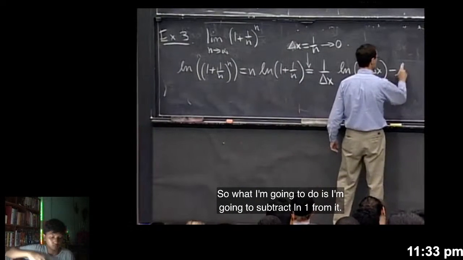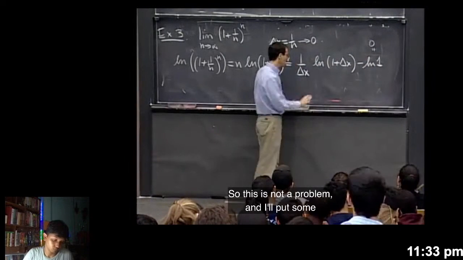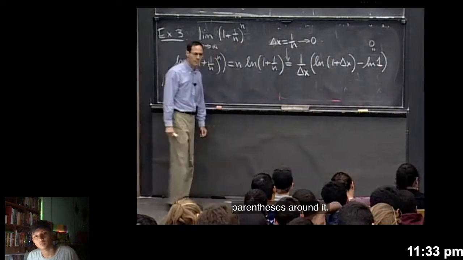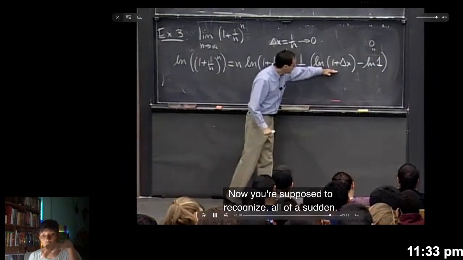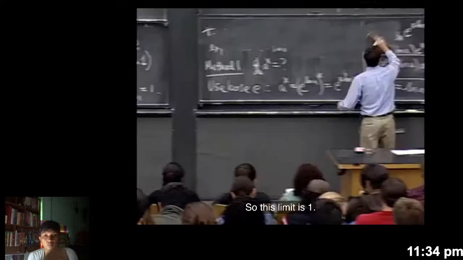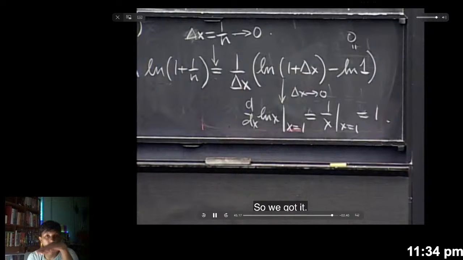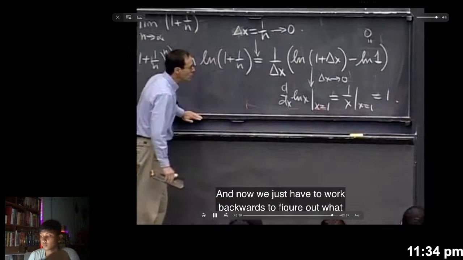So what I'm going to do is subtract log of 1 from it. That's just equal to 0, right? So this is not a problem. And I'll put some parentheses around this. Right now, you're supposed to recognize all of a sudden what this thing is. Okay, so we got the limit. And now we just have to work backwards to figure out what this limit that we got over here is.